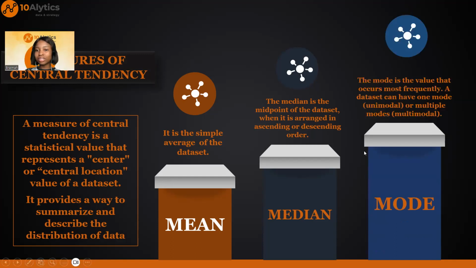The mode is the value that occurs frequently in your data. A data set can have one mode or it can be multimodal, depending on the particular column feature that you're working on.